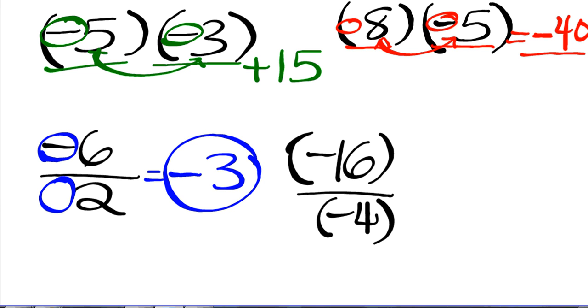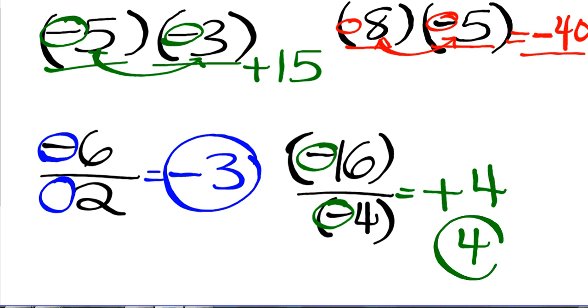And with our final example, let's take a look at this again. We have a negative and a negative. So we have a negative divided by a negative. We know that our signs are the same, so therefore my final answer is going to be positive. And then we divide the regular way. 16 divided by 4 is 4. So my answer is positive 4.